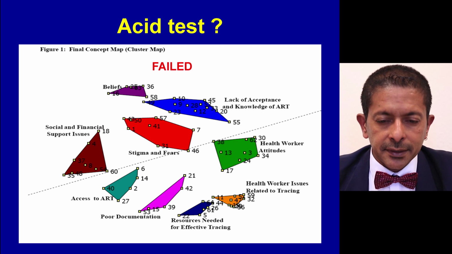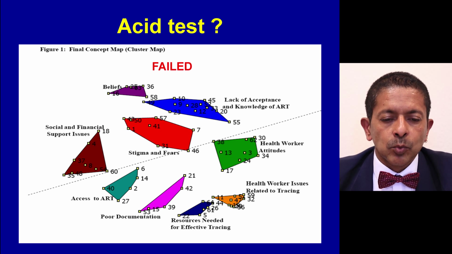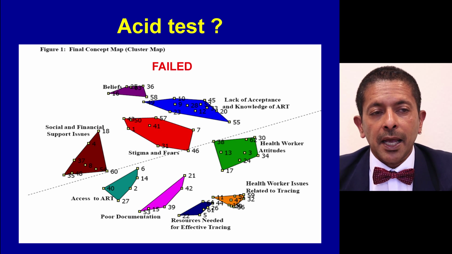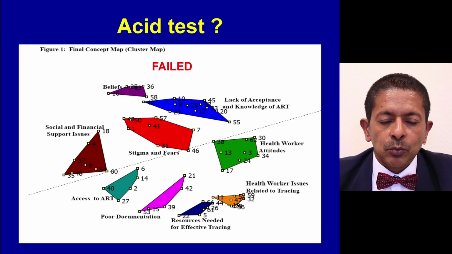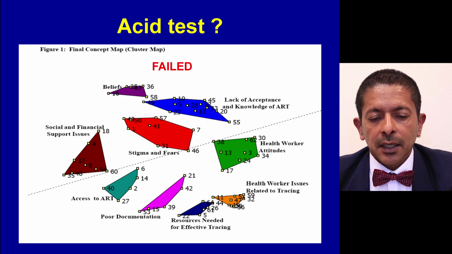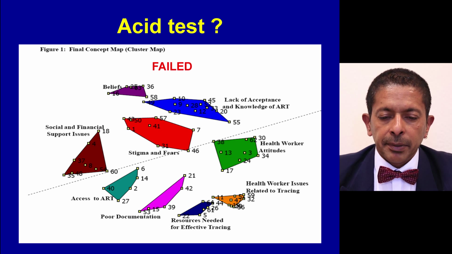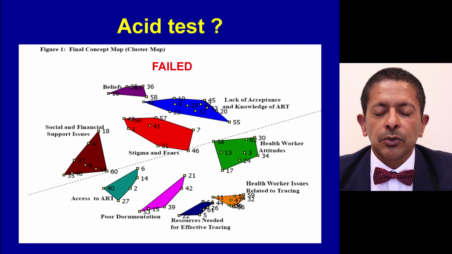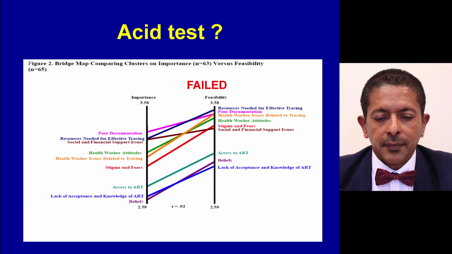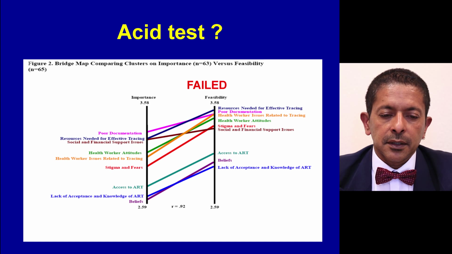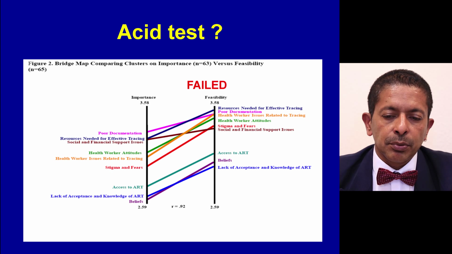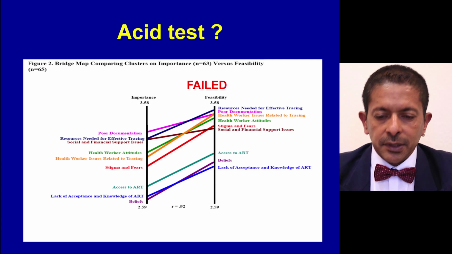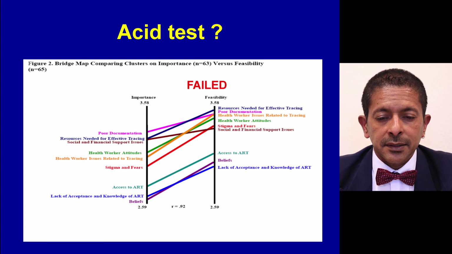Now it gets even more complicated. Here's figure 1, final concept map, cluster map. It doesn't tell you where, it doesn't tell you what it's about, it doesn't tell you when. And then you have this pretty complicated picture with all kinds of numbers, probably very difficult to understand. This surely does not pass the acid test. And this was a related figure in the same journal paper. Bridge map comparing clusters on importance versus feasibility, very difficult to understand, and the figures are also very complicated, so it probably failed the acid test.